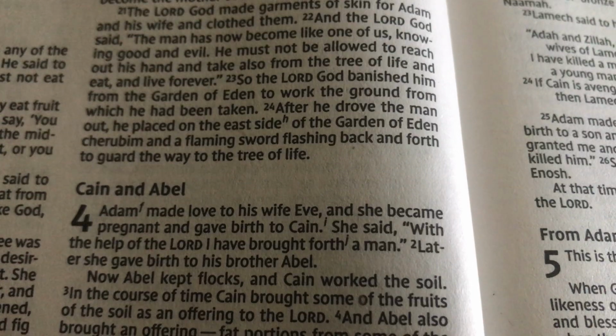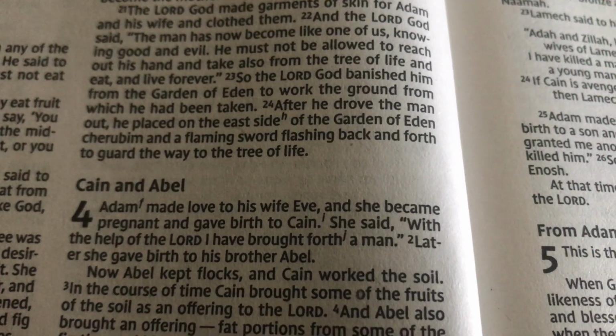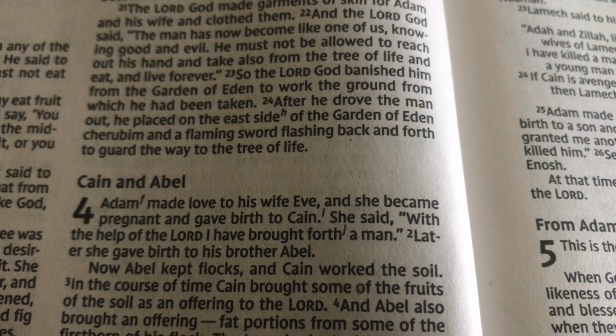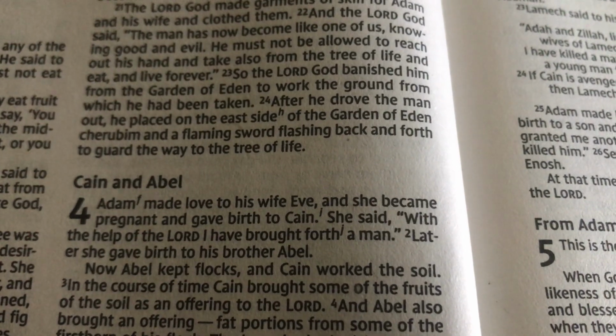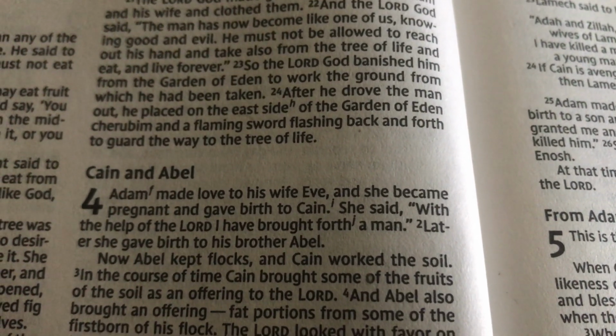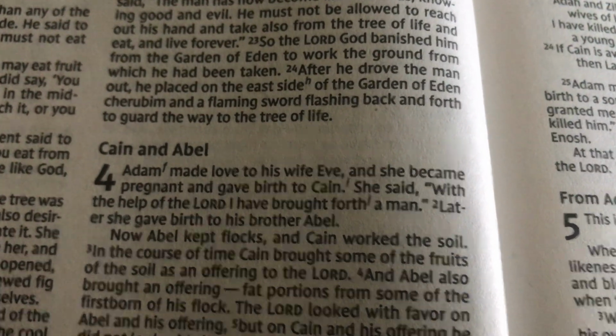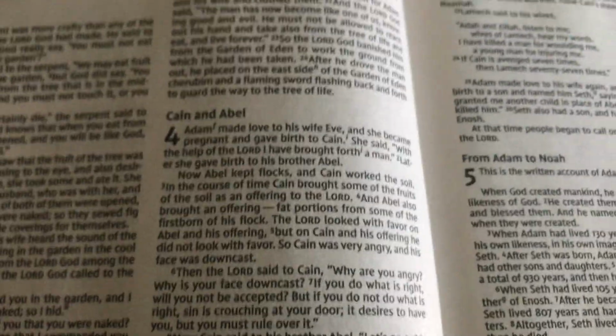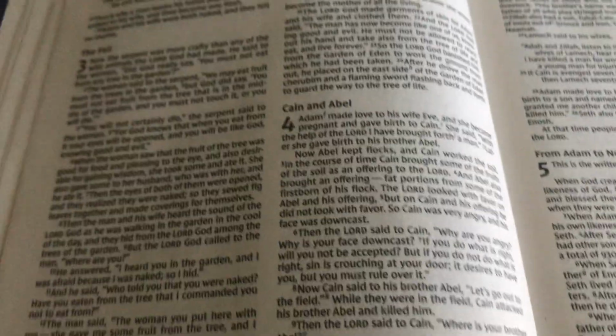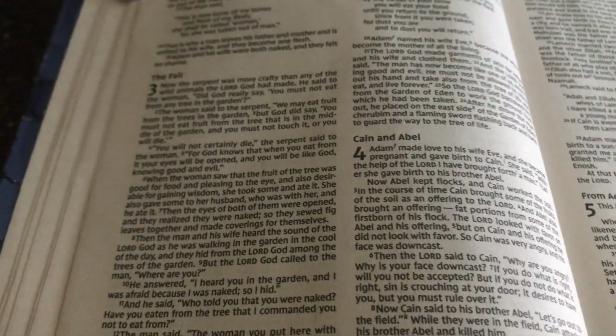cherubim and a flaming sword flashing back and forth to guard the way to the tree of life.